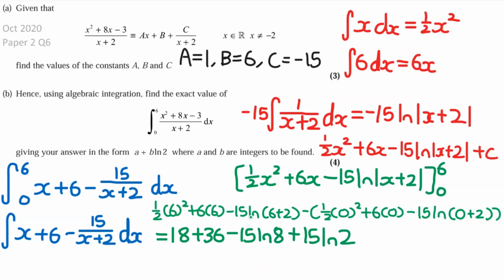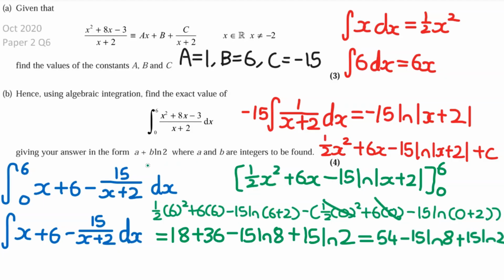This is going to be 15, and then the natural log of 6 plus 2, which is 8. This here is just going to be 0, this here is also going to be 0, and then this here is going to be minus 15, the natural log of 0 plus 2, which is equal to 15, and then the natural log of 2, like this here, and then 18 plus 36 is equal to 54 here.